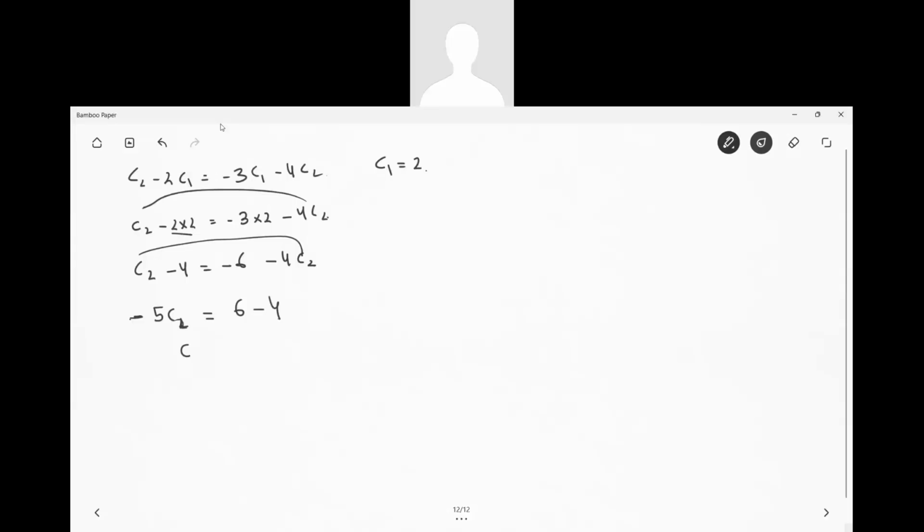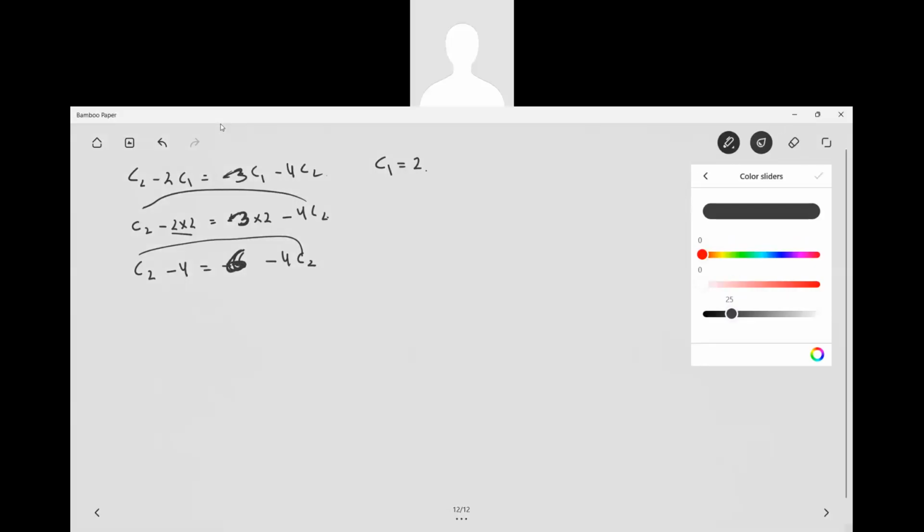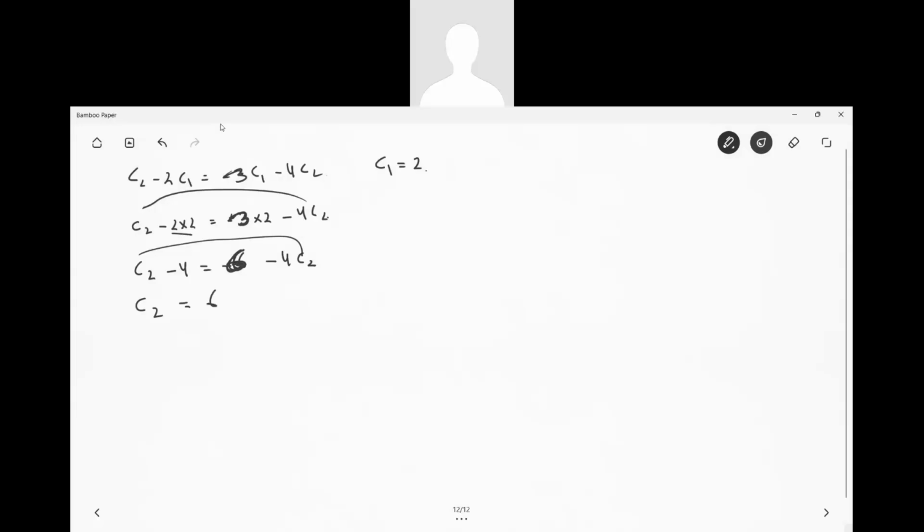Okay, just a second. This is not minus, this is plus 6. So, wait a second. Okay, what is the value now? If you take this C2, keep here. This is 6 plus 4 minus 4 C2. Take that here. 5 C2 is equal to 10. So C2 value would be equal to 2. C2 is equal to 2. C1 is equal to 2 in this case.